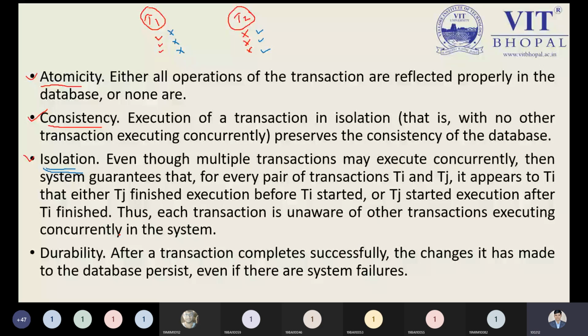Yes, please tell me. Is isolation clear? Yes, sir. Should I explain once more about the isolation? So you can move on.